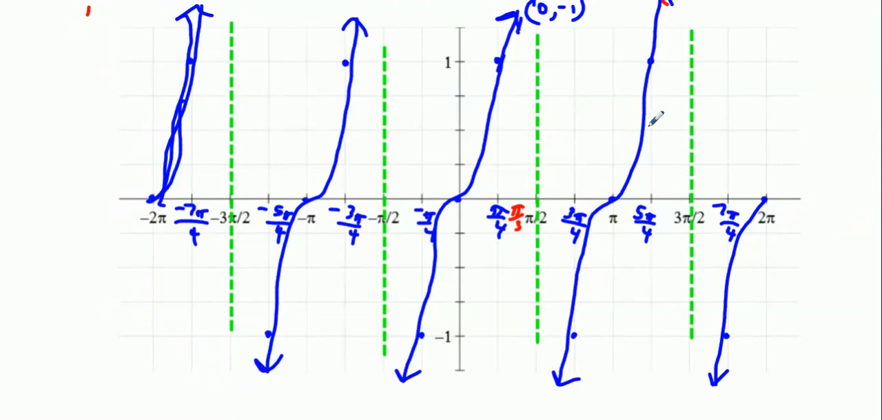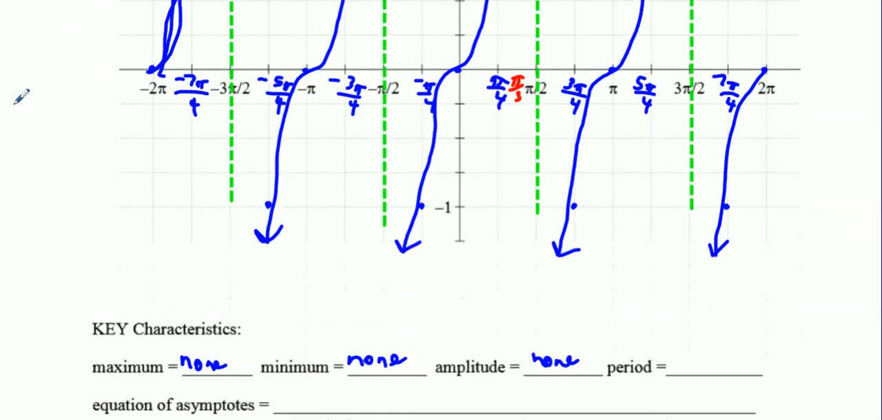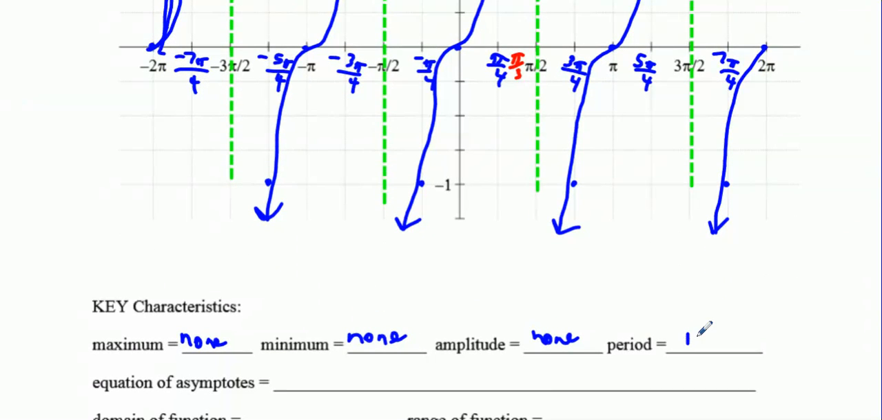The period, well, how long does it take for one of these to repeat? So there's one cycle here, so it goes between pi by 2 and 3 pi by 2, and if I subtracted that, 3 pi by 2 minus pi by 2 is just pi, so the period is pi radians. The equation, the asymptotes. All right, so here we go.